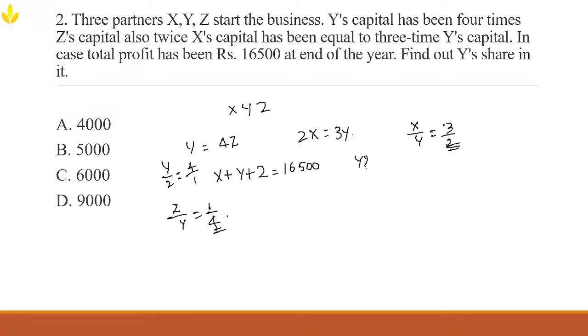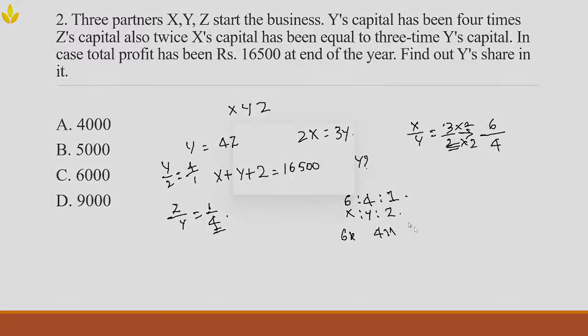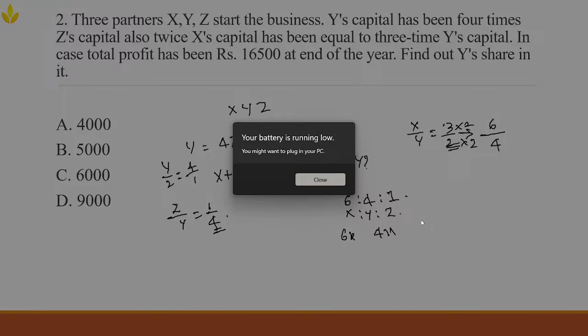If here also we need to equate the Y value with 4, we need to multiply by 2 for both numerator and denominator. So that becomes 6 divided by 4. Now we have the ratios as 6 is to 4 is to 1 as X is to Y is to Z. So the parts will be considered as 6x, 4x and 1x.